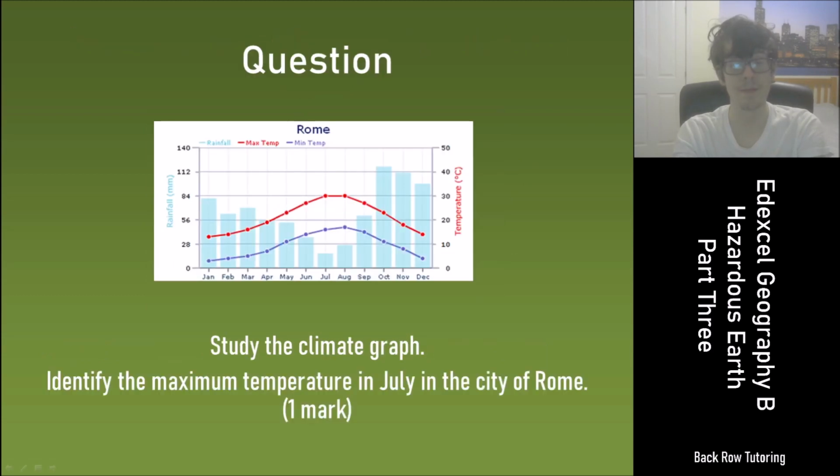Let's do an example. Study the climate graph. Identify the maximum temperature in July in the city of Rome, and I'll reveal the answer in just a moment.